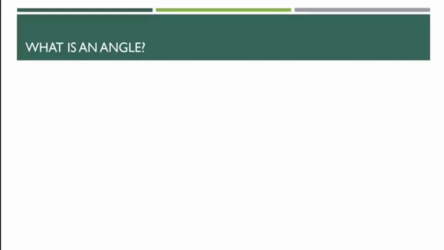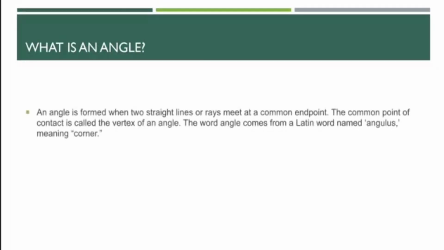Today I'm going to discuss angles and radian degree measurement. Now let's start with angle. What is an angle? An angle is formed when two straight lines or rays meet at a common endpoint.